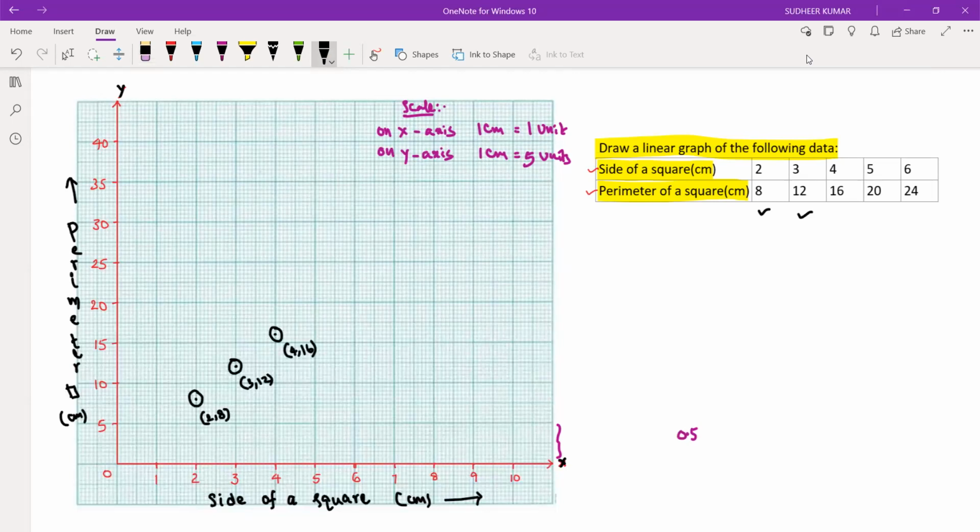And the next one is 5 comma 20. This is exactly 5 comma 20. And the next one is 6 comma 24. 24 means here.